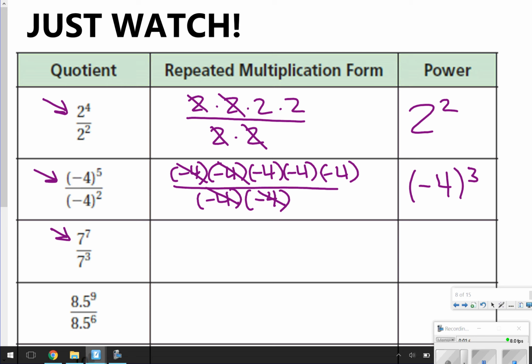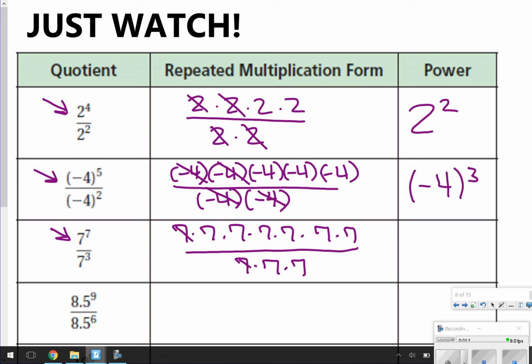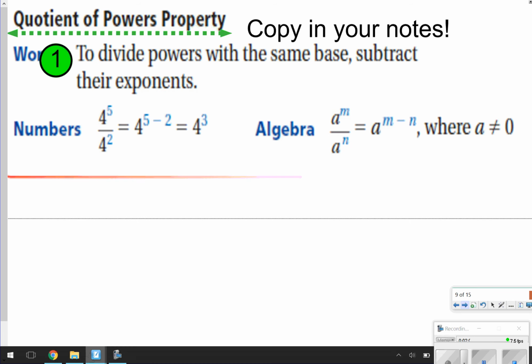What do you think is going to happen to 7 to the 7th power over 7 to the 3rd? That's right, you'll have 7 7's over 3 7's. When you cancel 1 on the top and 1 on the bottom, you're left with 4 7's.